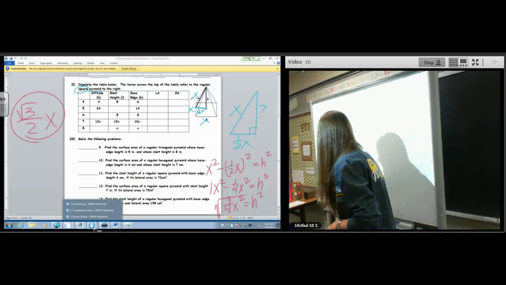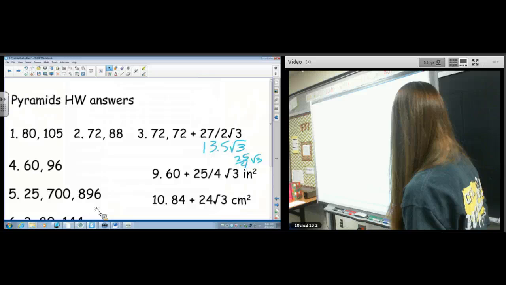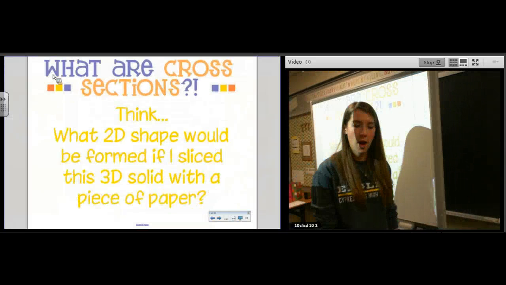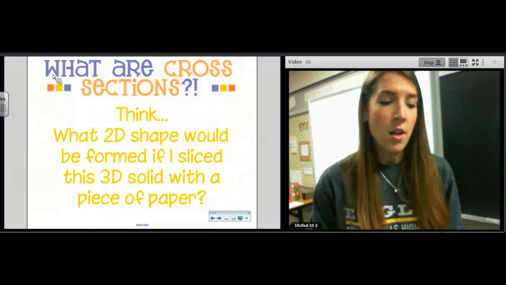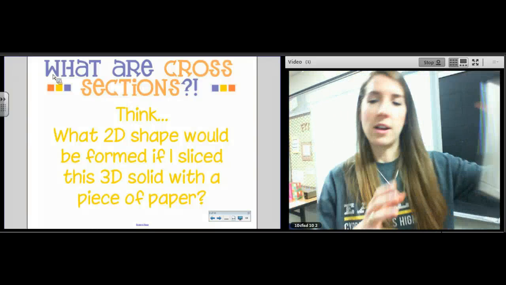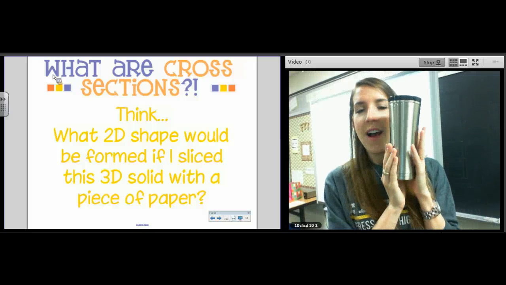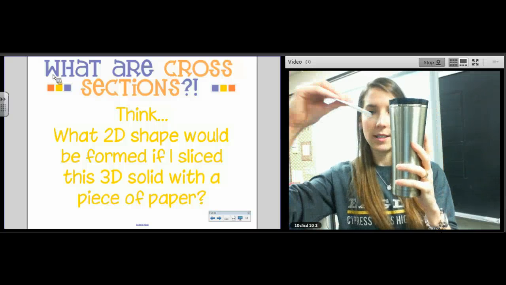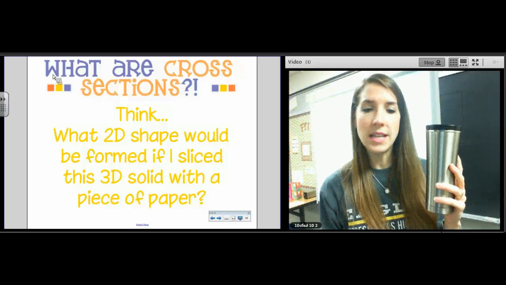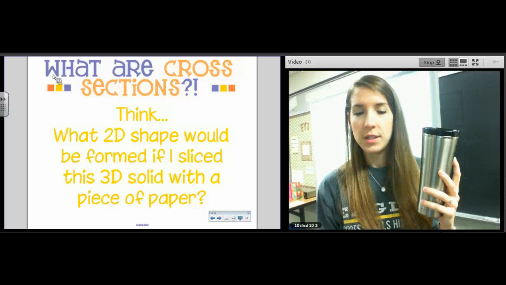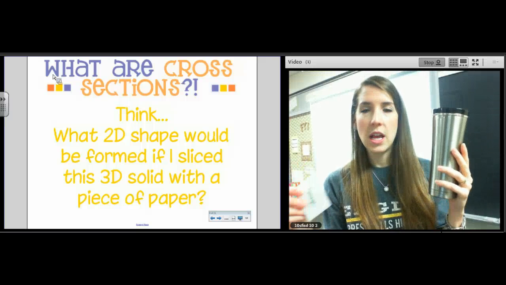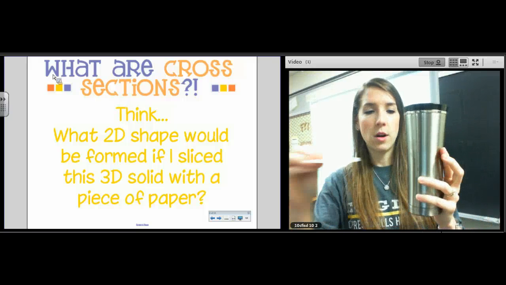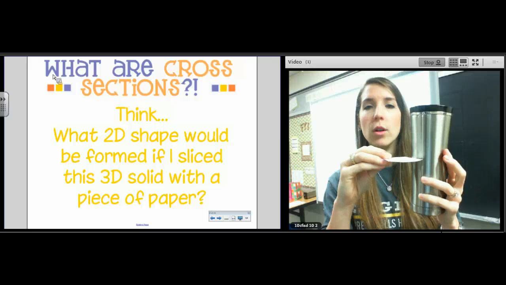All right, we're going to talk about cross sections really quick, because this is part of this unit, although you probably are familiar with a cross section. A cross section is pretty much, let's use my coffee cup, my favorite thing in the whole world, when you take a 3D solid and a plane intersects the solid, and it's asking what 2D shape is formed. If we don't specify, you can just assume that it's parallel to the base. So the cross section of a cylinder would be a circle.